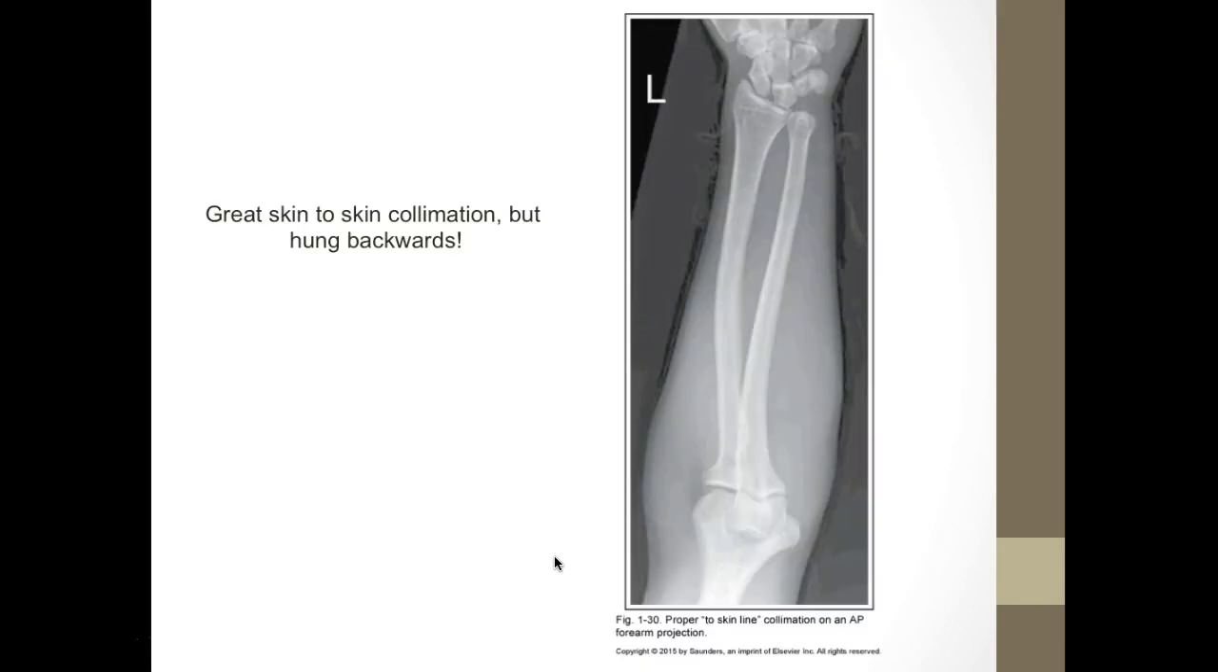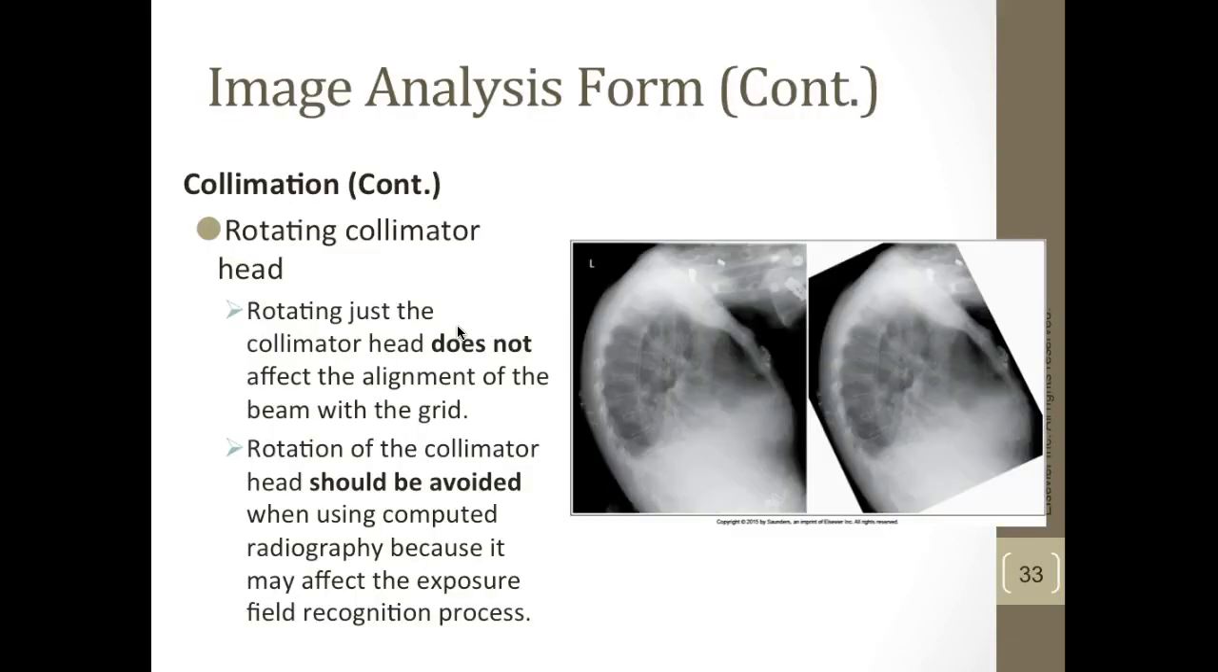So this here, I love this image. It's really good for your collimated field. They're a little angled. I don't like how they're angled here. The humerus should be here and the wrist here, so it's off angled a little bit, but they hung it backwards. It needs to be flipped right to left. Stuff like this bothers me, makes me crazy. It just shows that you're not real confident in what you're doing.